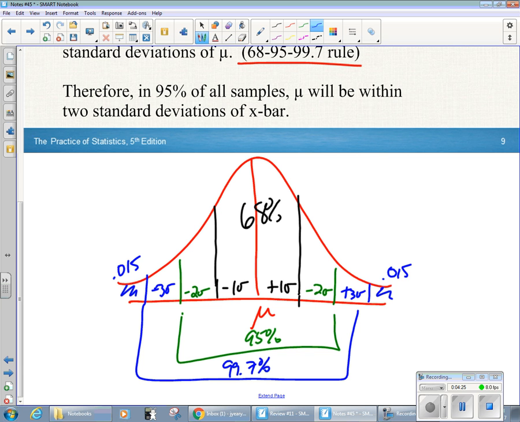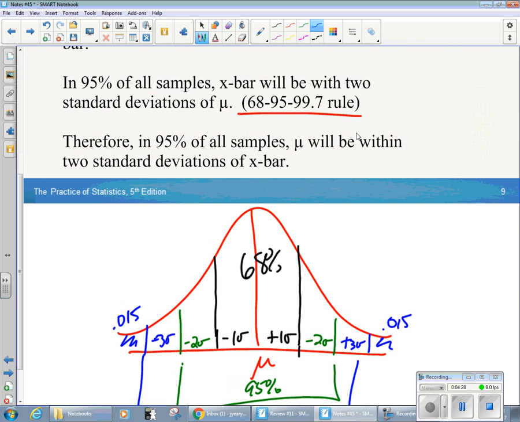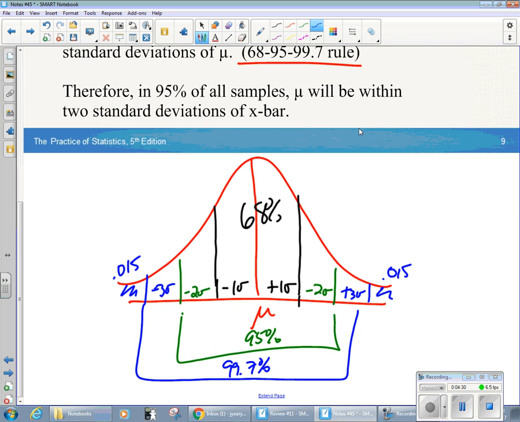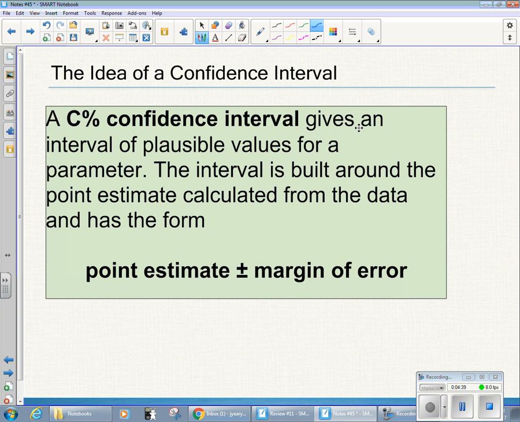Therefore, 95% of all samples will be within 2 standard deviations, basically the same rule that we just talked about. This is going to be important for us as we move forward. So this is just some background information. It should look familiar, and it should be something that isn't catching you too far off guard.